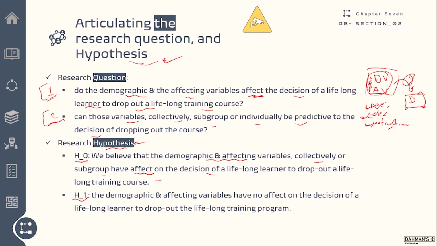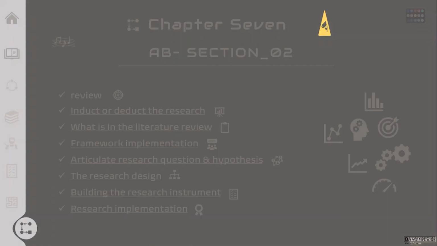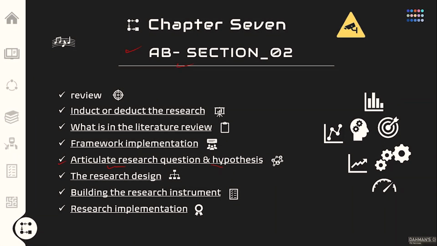And the null hypothesis, since it's formed, the alternative hypothesis is completely the opposite. So the alternative will say, no, the demographic and the affecting variables have no effect on the decision of a lifelong learner to drop out of the programming course. Now, we have established almost 80% of all the work that is needed to really take off and start the real implementation. And we are ready now to discuss the next outline of our work, and that is to work on the research design. I will see you then.